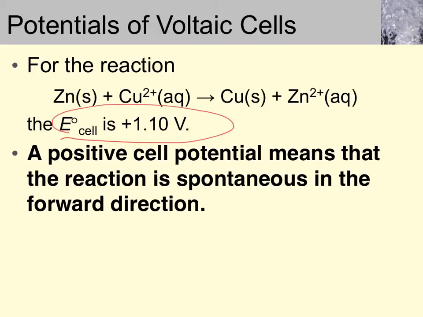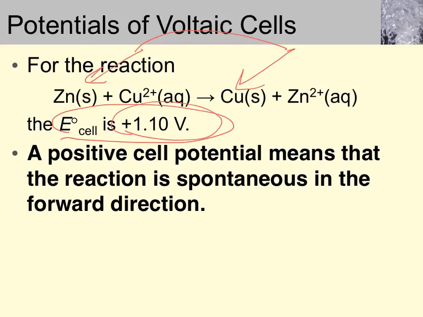So how do I get this value? What this reaction tells us is if I put a piece of zinc metal and a piece of copper metal together, hook them together with a wire, they would create a voltage of 1.10 volts. How do I know that?